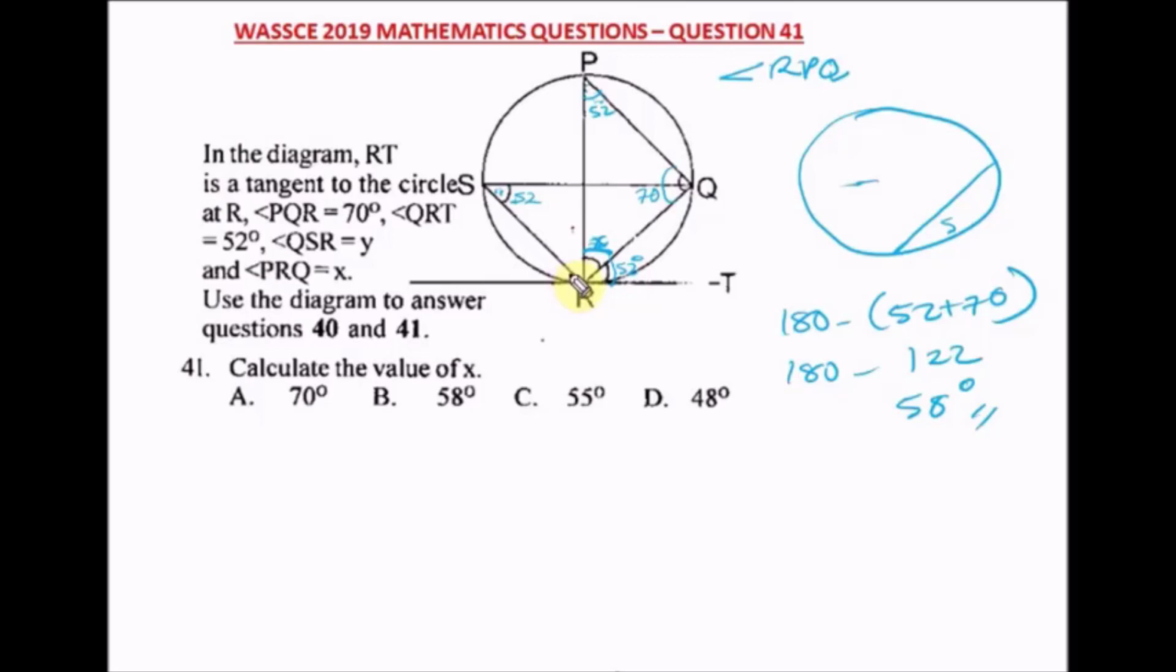For this OBJ, you can just easily scribble and solve. Okay, so our right option here is 58 degrees, and our right option is option B.